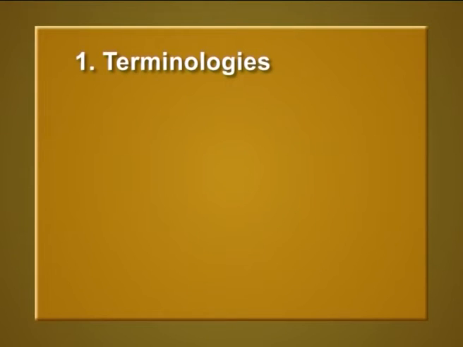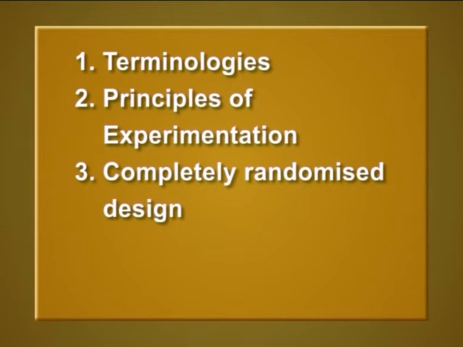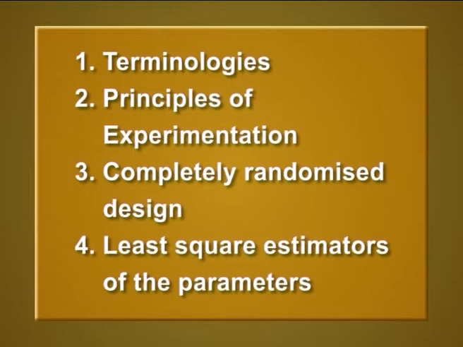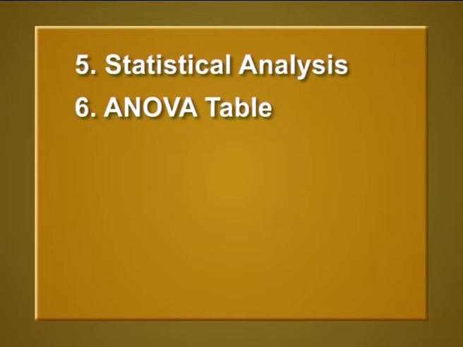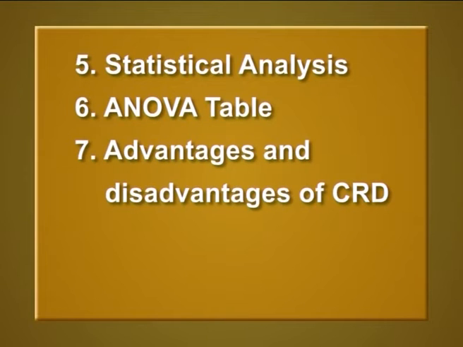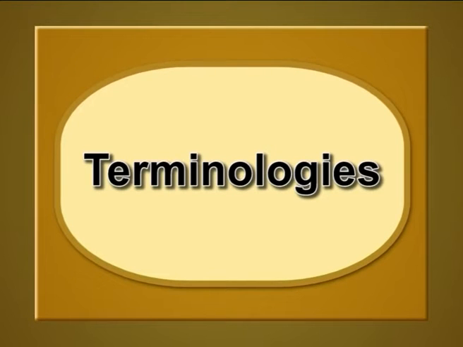1. Terminologies. 2. Principles of experimentation. 3. Completely randomized design. 4. Least square estimators of the parameters. 5. Statistical analysis. 6. ANOVA table. 7. Advantages and disadvantages of completely randomized design. 8. Example. 9. Conclusion. First section is terminologies.